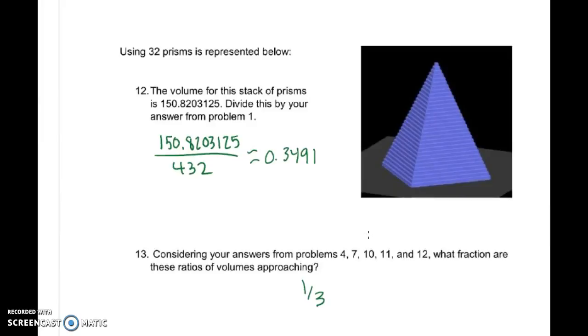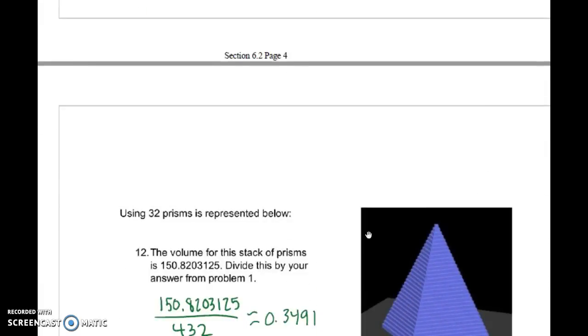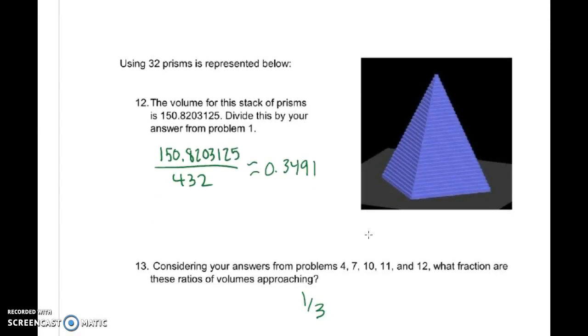Even worse, if we go to 32, we have twice as many as the 16. So we end up with 150.82. Again, you notice they're not really changing by much here. 157 compared to 150, not a huge difference. But essentially, we're down to 0.3491.